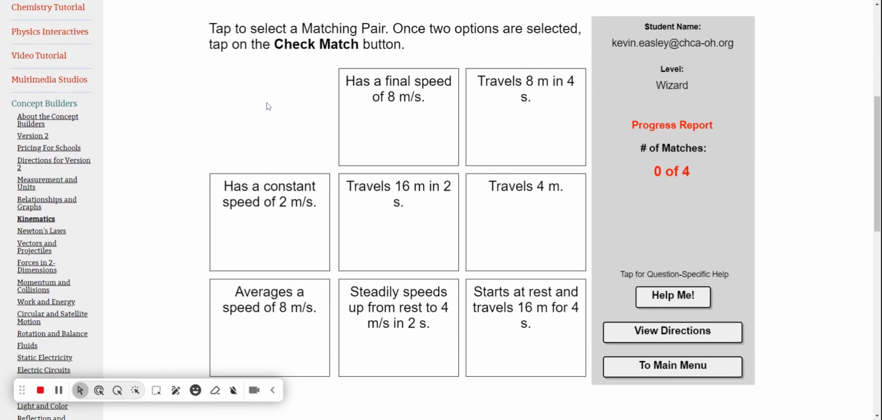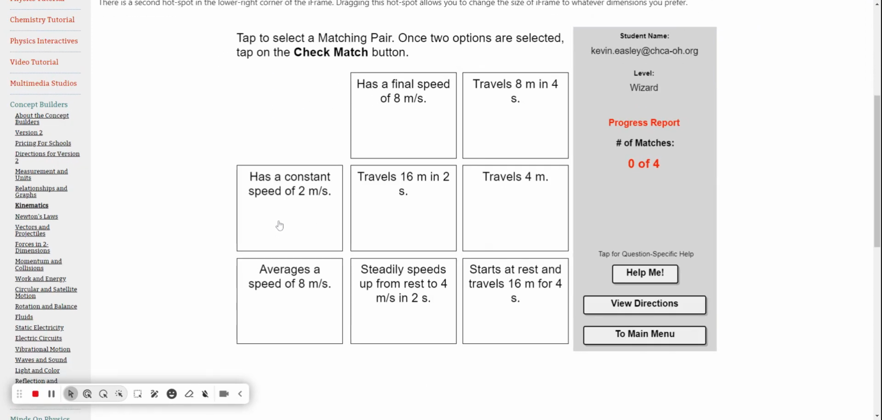So the instructions say tap to select a matching pair. Once two options are selected, tap on the check match button. I think it's easiest just to start going around here and looking at these. Some of these are clearly sort of an answer, travels 4 meters. There's not really a lot you can do with that, but some of these definitely have two pieces of information.